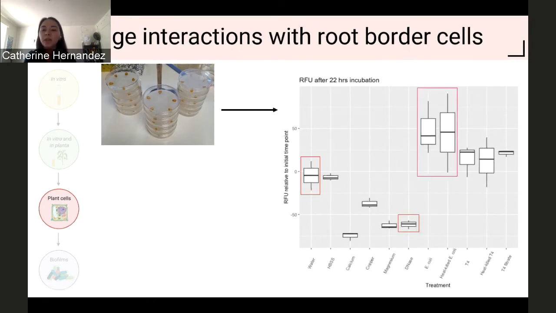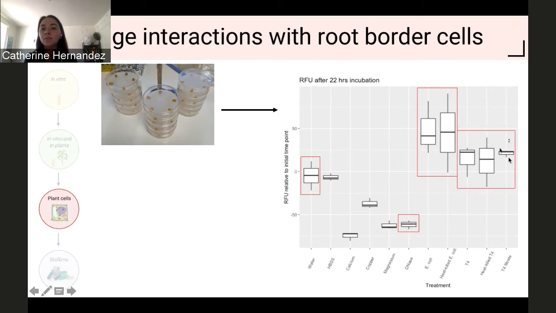And then here we have two bacterial treatments, so E. coli and heat-killed E. coli. And that did stimulate an increase in the extracellular trap, and that's what we would expect as well. So that told me the assay seemed to be working. And then here are my phage treatments. So I had T4, which is a model phage, heat-killed T4, and T4 filtrate.